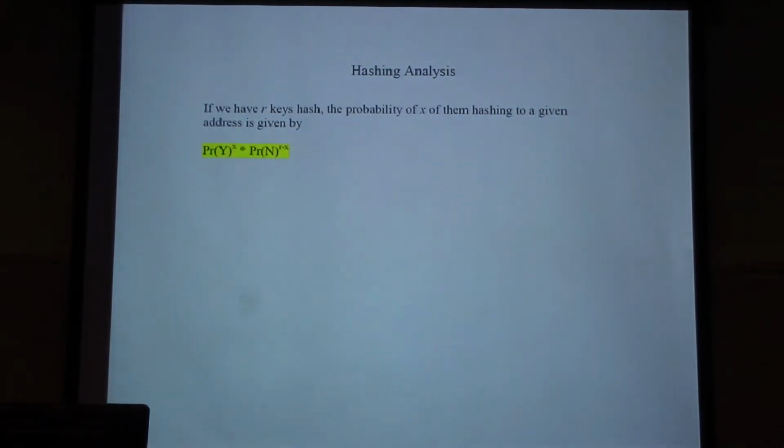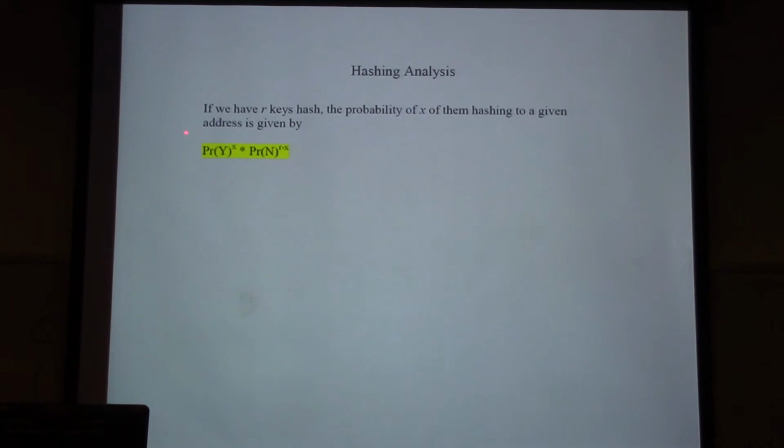All right. So in general, if we have R keys hashing, the probability that some of them, X of them, hash to the slot is the probability of yes to the X power, that's how many of them are hashing to the slot, and no is R minus X, because we have a total of R keys. So X of them are yeses, and R minus X are no's.